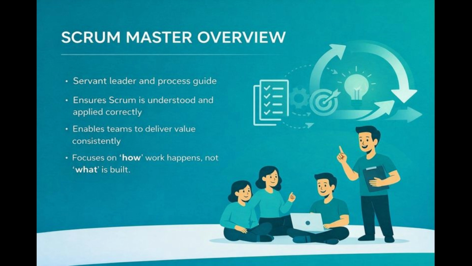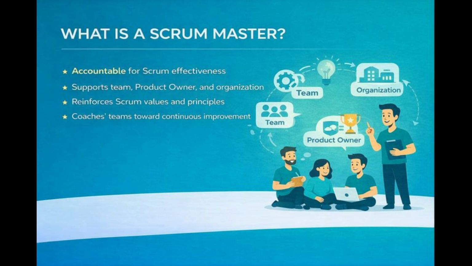These values are supported by Agile principles such as small, cross-functional teams, frequent feedback cycles, adaptability, and prioritizing people over rigid processes. Scrum uses a lightweight structure of defined roles, events, and artifacts to help teams deliver value consistently.